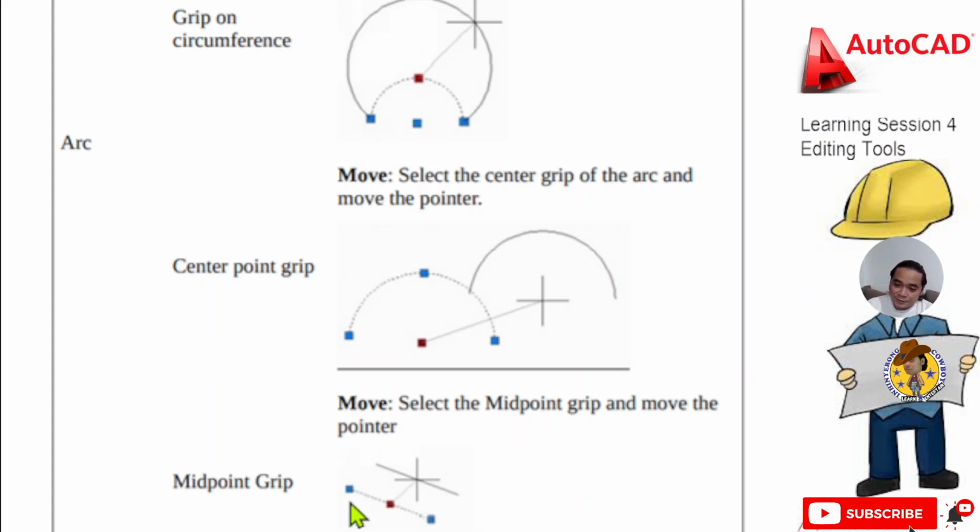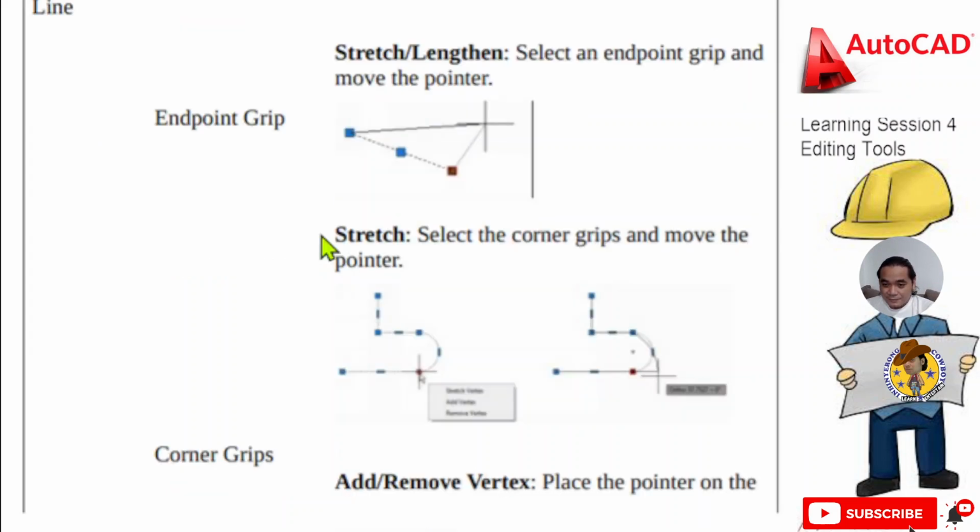This is the example for a line. To stretch or lengthen, select an endpoint grip and move the pointer. If we select the endpoint, we can lengthen or increase the length of the line. For stretch on a spline or polygon, select the corner grips and move the pointer.